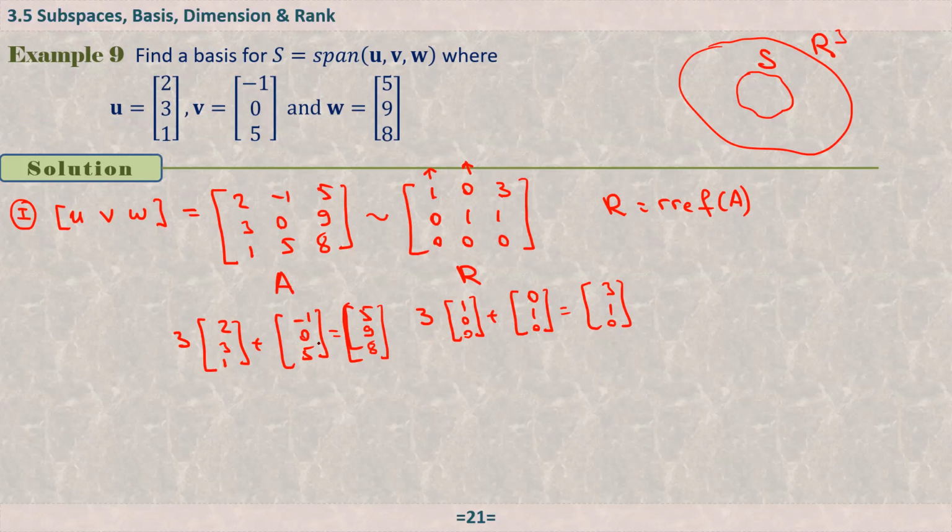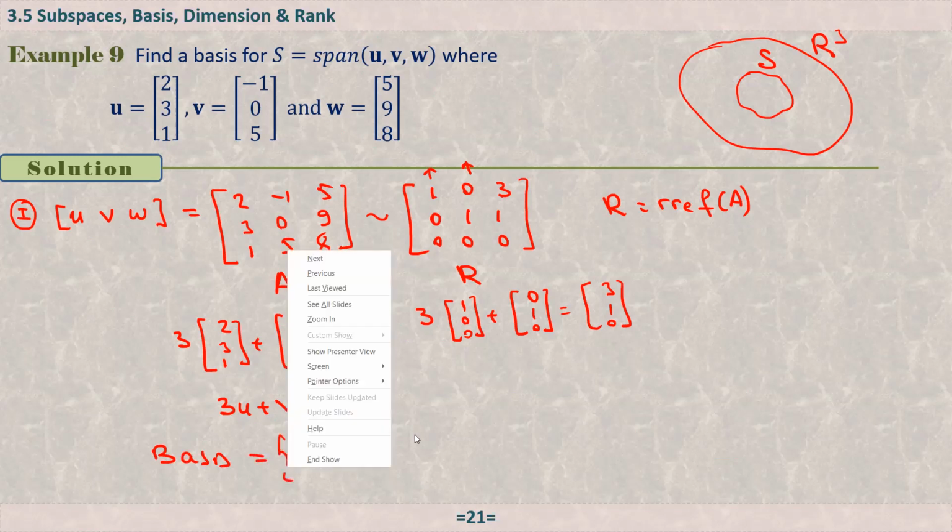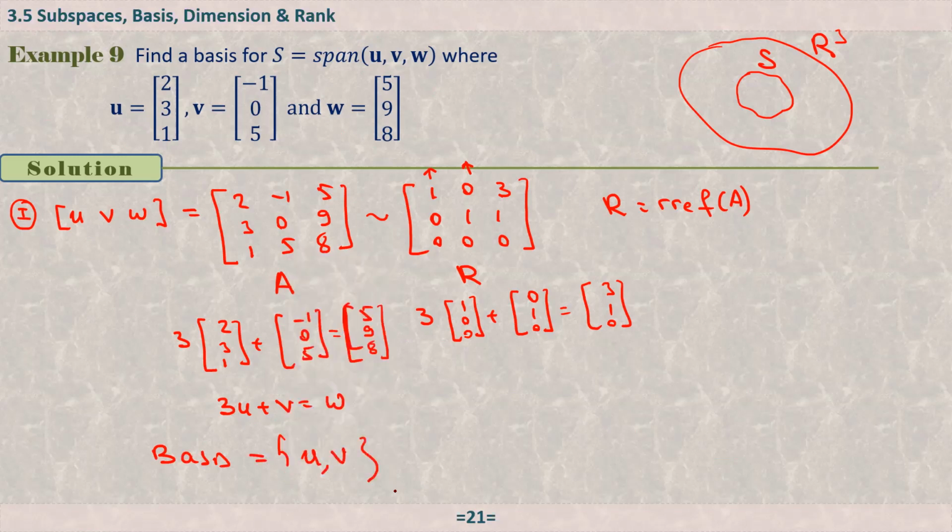So that means that here we can just write 3 times u plus v is equal to w. So this set is linearly dependent. So I don't have to keep this w here, right? So find a basis. What will be the basis then? Then the basis for this subspace will be only u and v. These two vectors are linearly independent, and these two vectors span this subspace S.